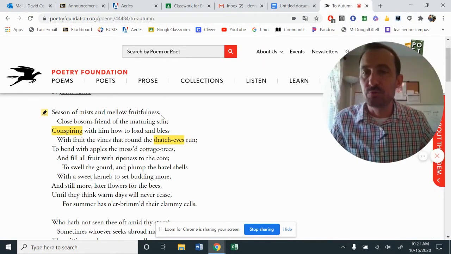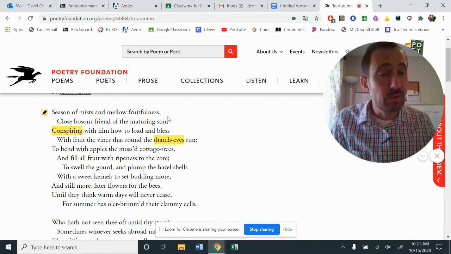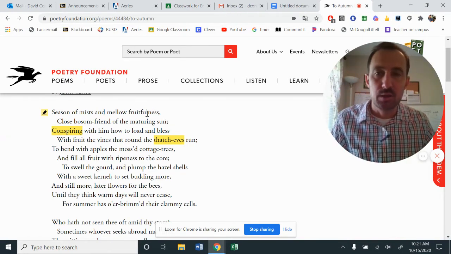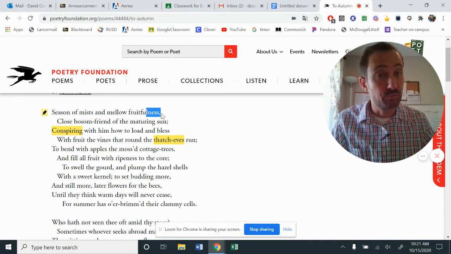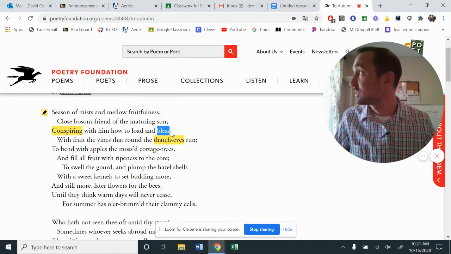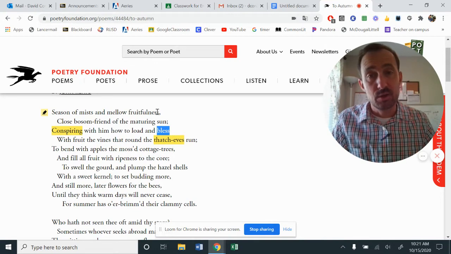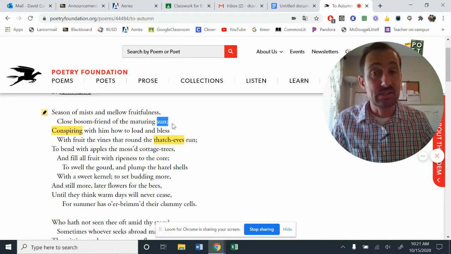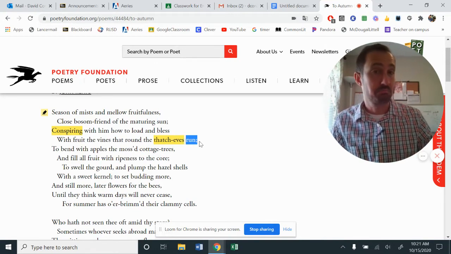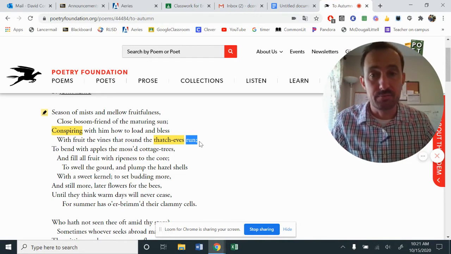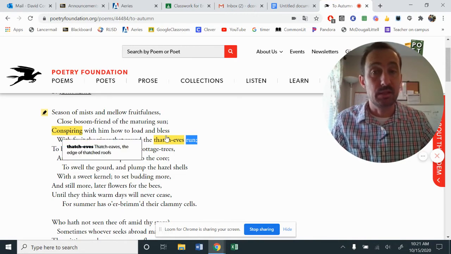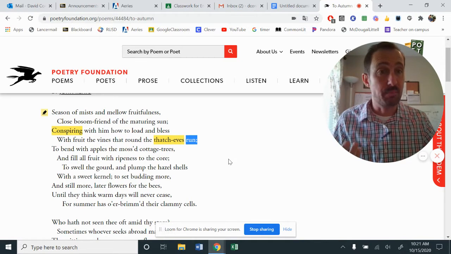Seasons of mist and mellow fruitfulness, close bosom friend of the maturing sun, conspiring with him how to load and bless. So already I've noticed an end pattern. You've got ness from fruitfulness, and you've got bless. So that's another one right there. So I would identify that. I've got sun and run. That's my other pattern that I have. So I'm going to begin to select, well, there's definitely end rhyme to my poem.